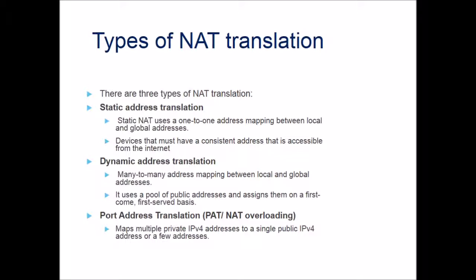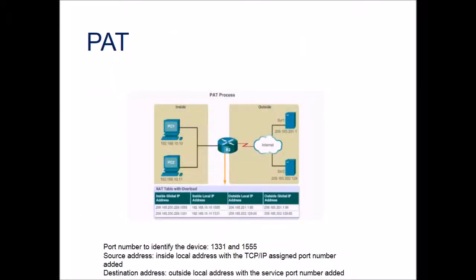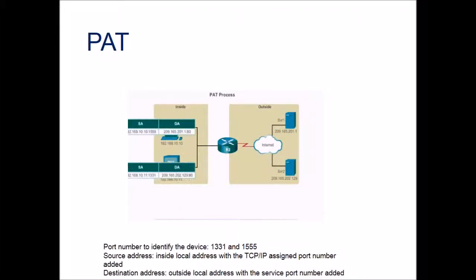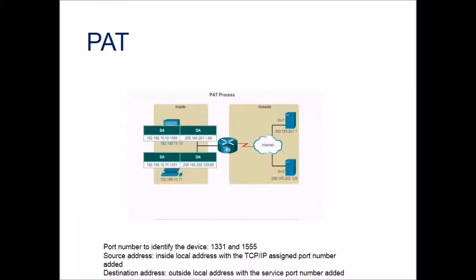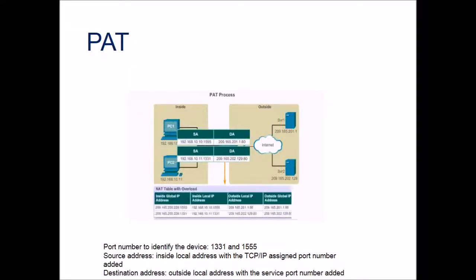In this example, router 2 uses a port number to identify the device from which the packet was originated. For the source address, router 2 translates the inside local address to an inside global address with the port number added. The destination address can be referred to as the outside global address. When the web server replies, the path is reversed.